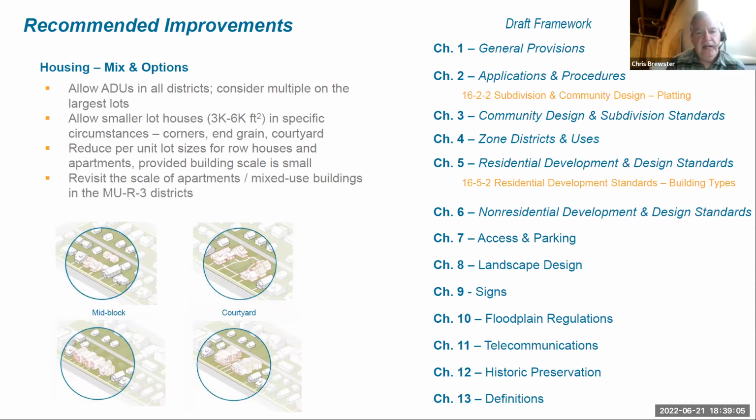Reducing the per unit lot sizes for row houses and apartments sounds a bit counterintuitive, but we do think that could maybe bring down the scale of some of the buildings that are coming in, and they can get us more neighborhood scale density. And so that's being explored. And then revisiting all of the mixed use districts and the larger apartments that you're getting now, and how do we approach those in the future.